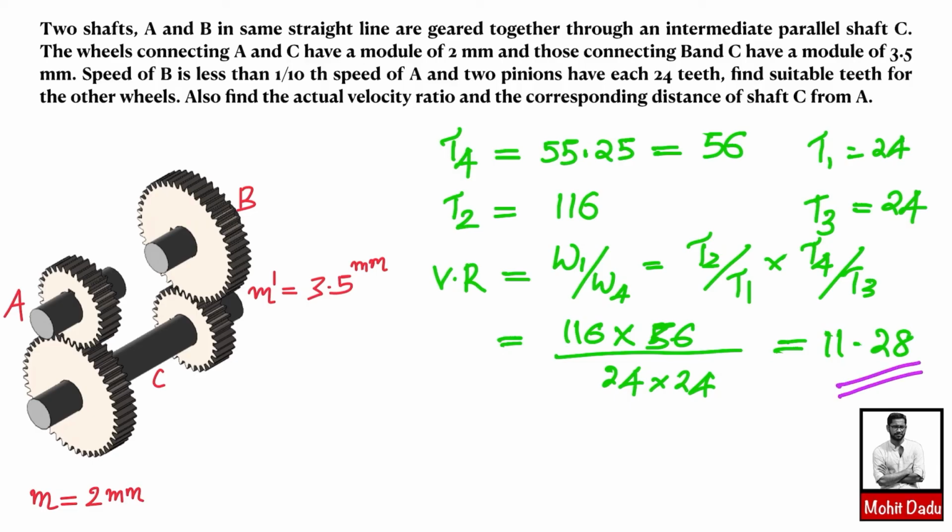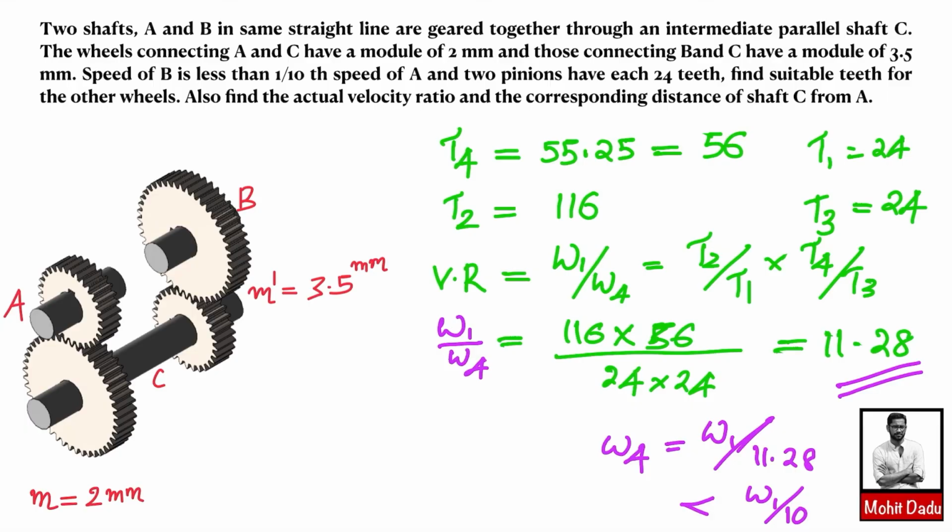The assumed velocity ratio is 11. This is omega 1 by omega 4, so omega 4 is omega 1 by 11.28. That means this is lesser than omega 1 by 10, so the assumption as well as the actual velocity ratio values are valid.